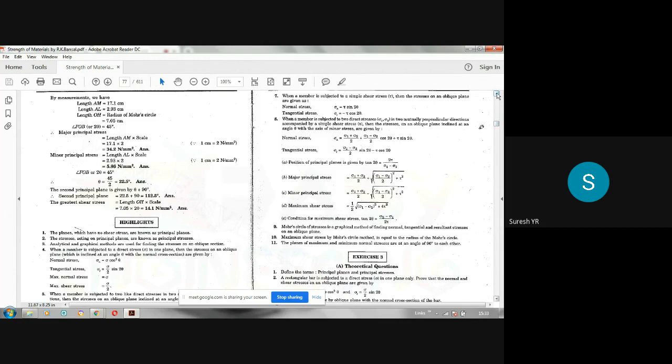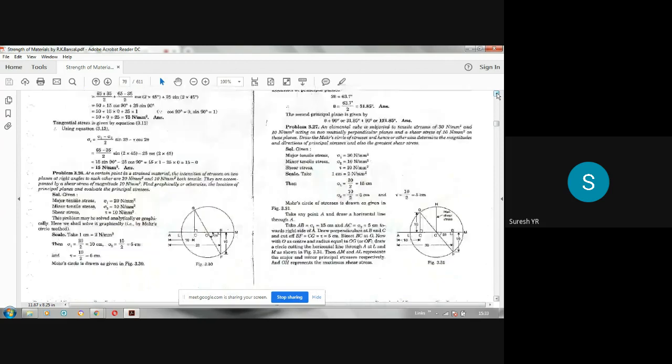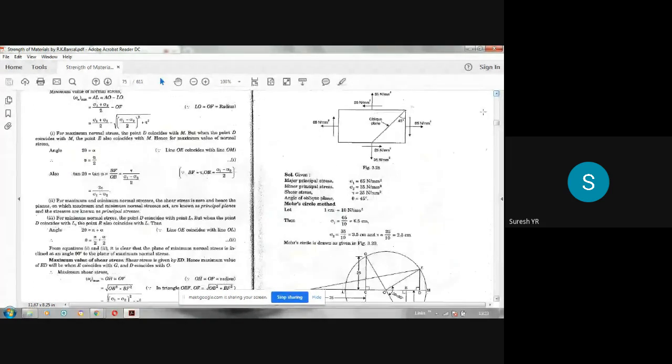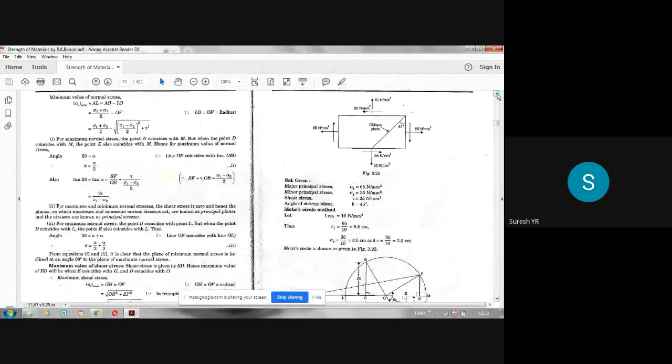Now we will see how the same problem can be done using the Mohr circle method. I am going to explain using this problem. All of you be attentive. Afterwards, you have to practice this on a plain graph sheet and check the answer. I am going to explain now how to do this problem by the Mohr circle method.